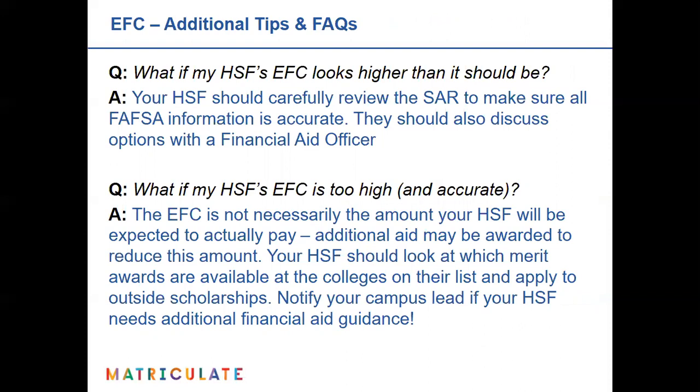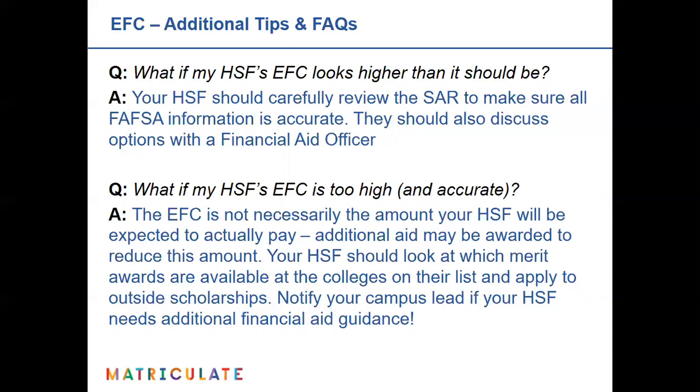So things to look out for here too is really when your high school fellows' expected family contribution looks higher than it might be. For those of you working with students with lower incomes, if you see a really high EFC, that's not great and something you really want to review. So your high school fellow should really carefully review the student aid reports and make sure this FAFSA information is correct. And they should also discuss their options with the financial aid officer.